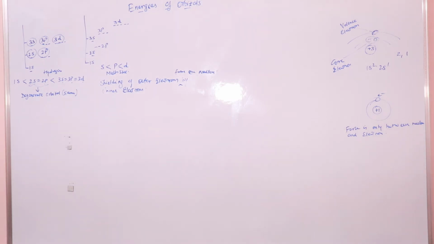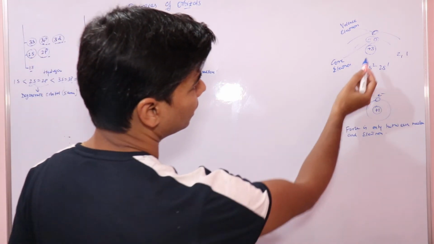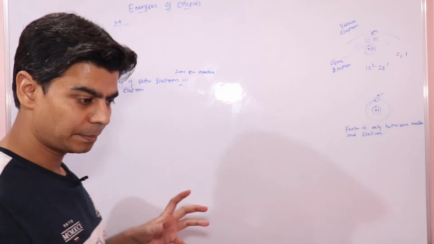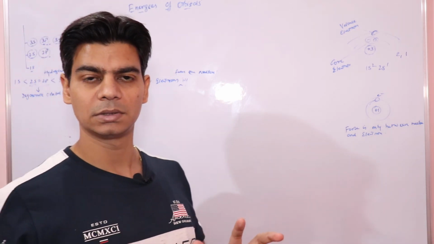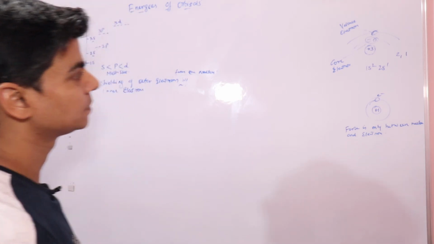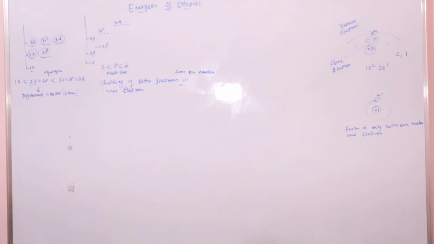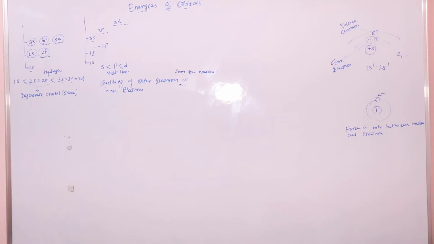So both the attractive and repulsive interactions depend upon the shell and shape of the orbital, the size and shape of the orbitals. Like s orbitals, we have to look into the s orbital interaction with the nucleus, p orbital, d orbital. Depending on that only this will take place.